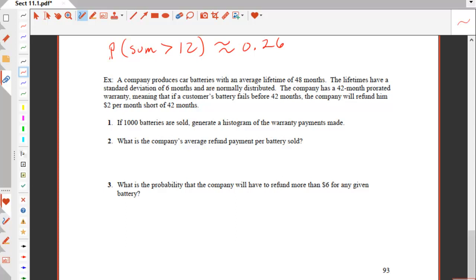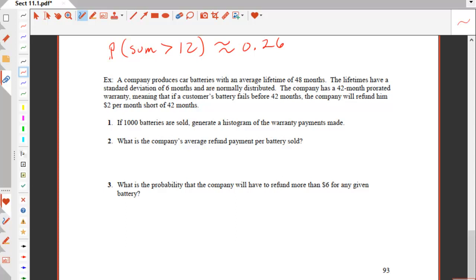If the battery lasts longer than 42 months, then the company is not going to pay back the customer anything, because the customer's battery lasted longer than the warranty period. And this is going to be a prorated warranty. So meaning that if the customer's battery, for example, fails at 41 months, then the company is going to pay him $2 back. If the customer's battery fails at 40 months, the company will pay him $4 for the warranty. If it fails at 39 months, the company will pay him $6 and so on. $2 for each month below the warranty period that the customer's battery failed at.